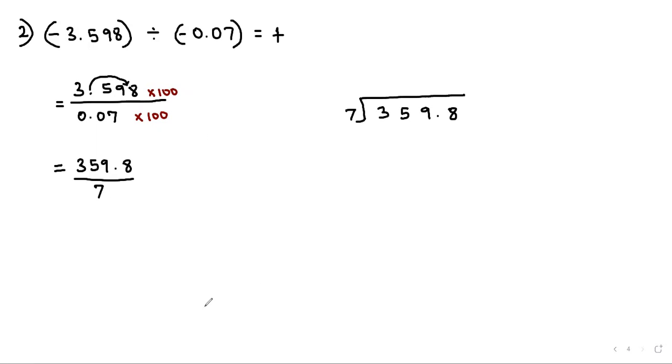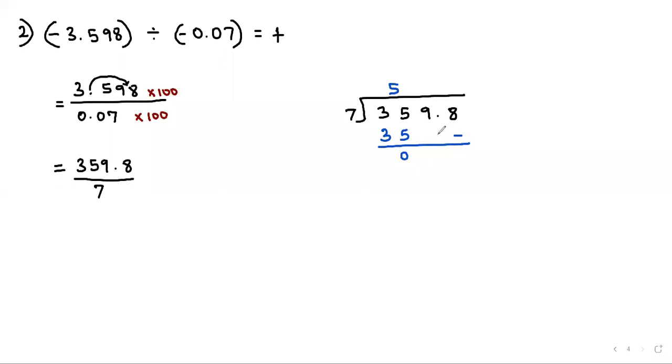Now we can divide 359.8 by 7. Okay, so let's move on. Can we get 3 divided by 5? Not possible, so we get 35. So what is 35 divided by 7? 5. That is correct. And what is 5 times 7? 35. And we subtract 35 from 35. What do we get? 0.